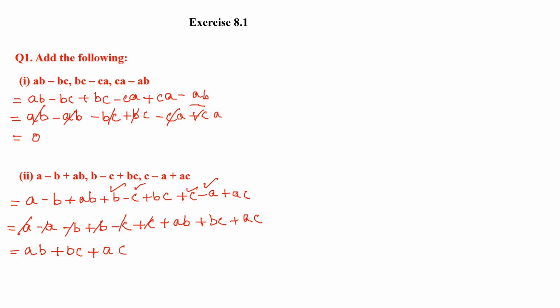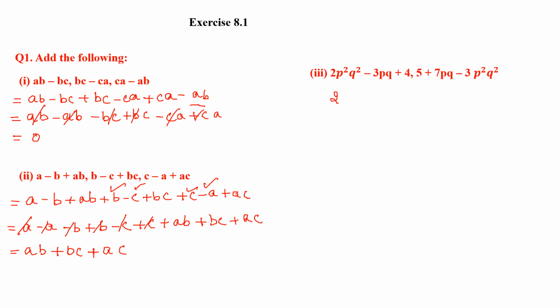Now moving to the third question. 2p square q square minus 3pq plus 4, and then 5 plus 7pq minus 3p square q square. Now I am going to solve this using the column method. Now it's up to you, you can use any method.